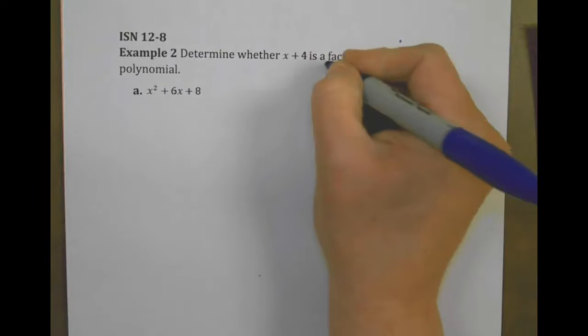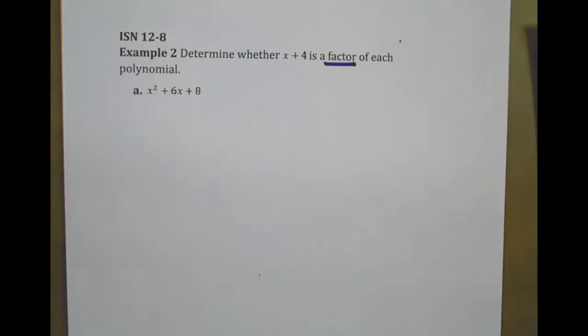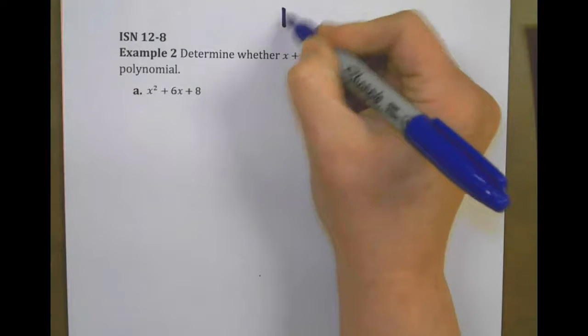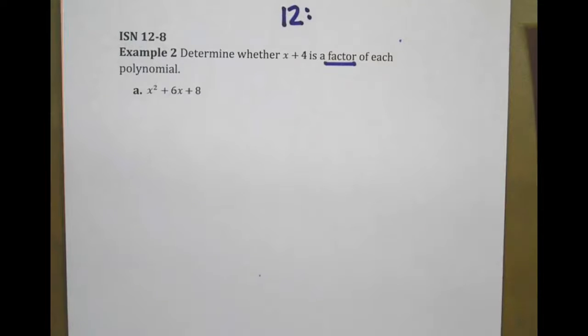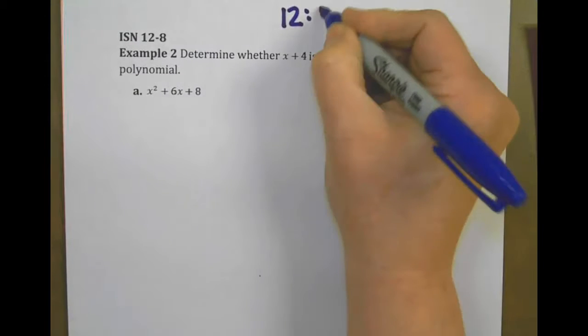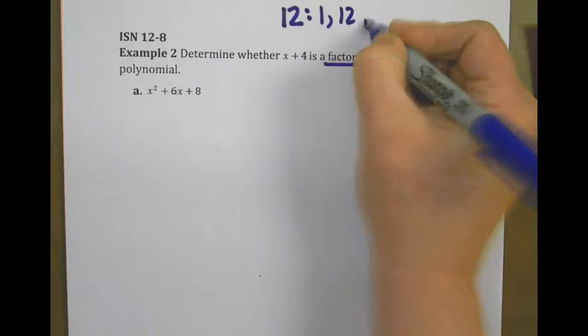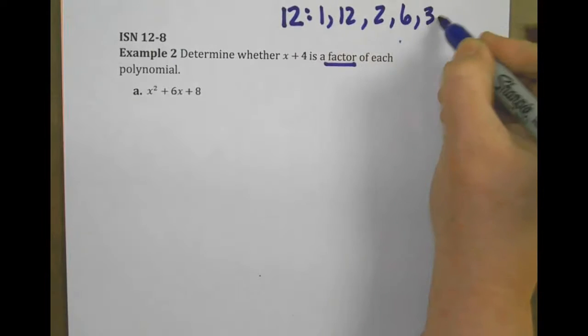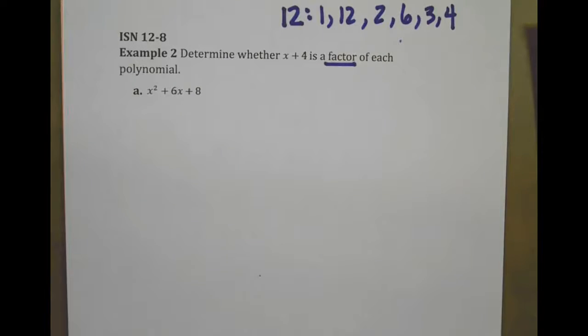Now, example number 2 talks about a factor. Before we talk about polynomial factors, what are the factors of 12? 1 and 12, 2 and 6, 3 and 4. Why are those factors of 12? Okay, I hear many things.